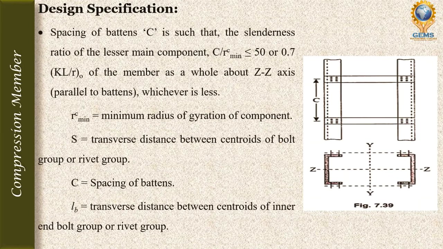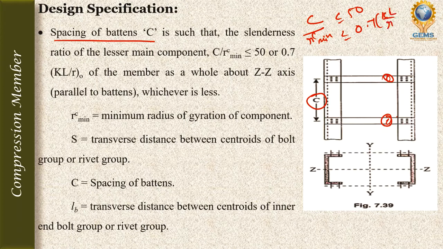So what is the design specification of the batten? First one is the spacing of a batten. See, this is one batten and this is another batten. How can we find the spacing between these two battens? This can be found out by C by RC minimum less than 50, or less than or equal to 0.7 times of KL by R, that is the slenderness ratio, whichever is lesser. From this formula, we can find the spacing of the batten.